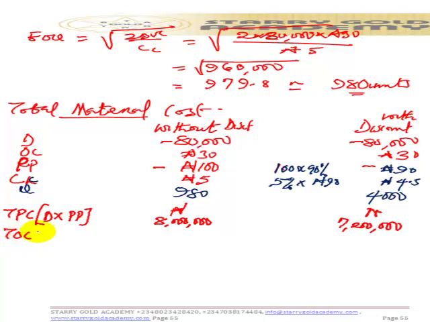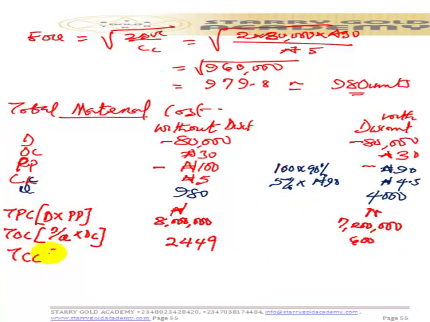Then total ordering cost. The total ordering cost will be annual demand divided by quantity times ordering cost per unit. So annual demand is 80,000 divided by EOQ 980 times ordering cost 30. That will give us 2,449 approximately. Then we do the same thing for with discount. With discount now, 80,000 units will be demanded, divided by 4,000 units that must be ordered to enjoy the discount, times 30. So we have 600.